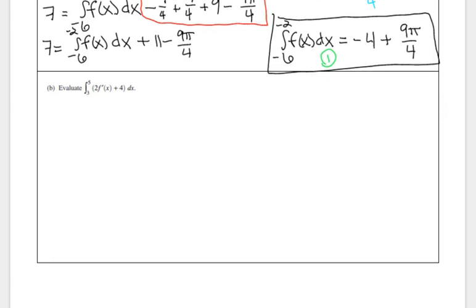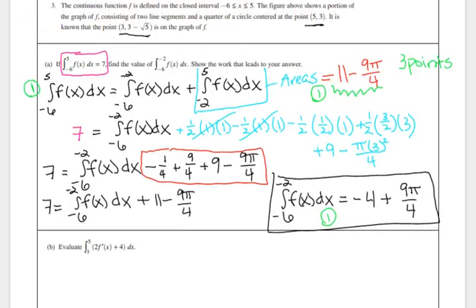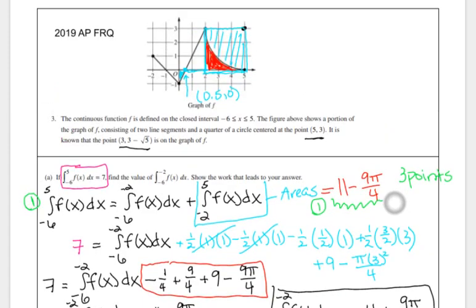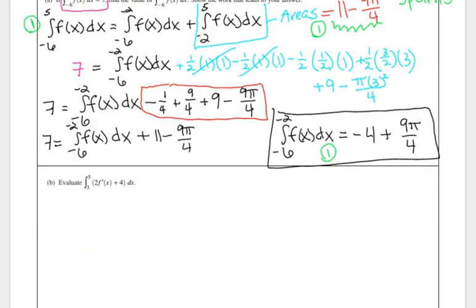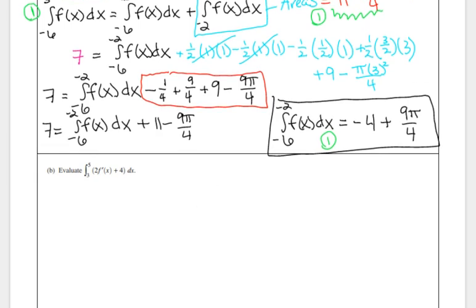Okay, moving on to part B. So now we're asked to evaluate the integral from 3 to 5 of 2f prime of x plus 4 dx. Well, the thing we have to remember is that what we were given up here was the graph of f. We don't really know anything about f prime. But what we do know is an integral means to take the antiderivative. So if we have f prime, the antiderivative is just f, the original function. So we can actually just take the antiderivative of this integral.